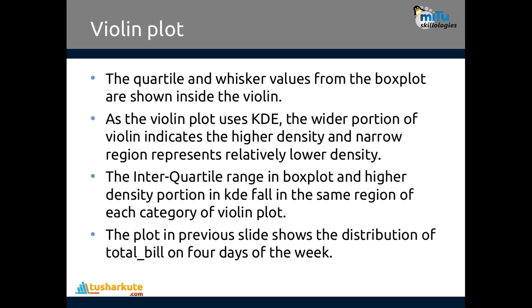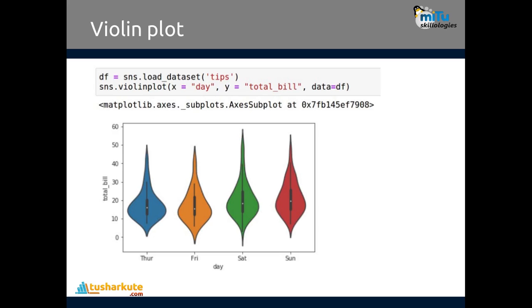The plot in the previous slide is the distribution of total bill for 4 days of the week. This we can see here, 4 days of the week, how the total bills were distributed and what the density of it is. The highest density that we can find is from 10 to 20, almost on all the days of the week.